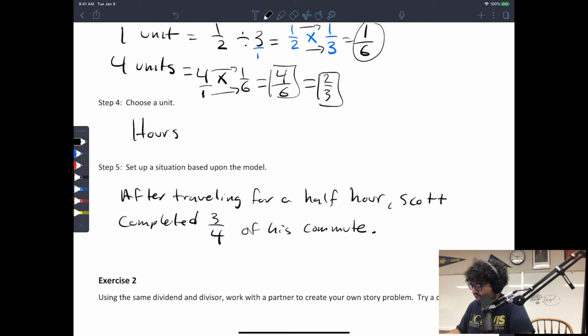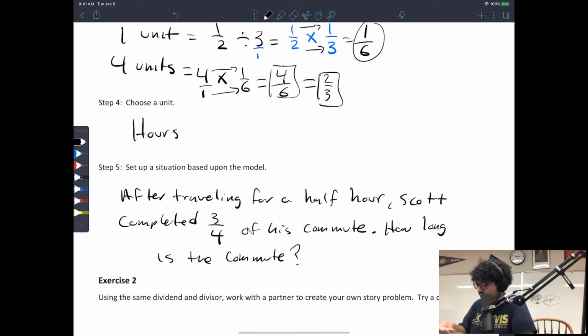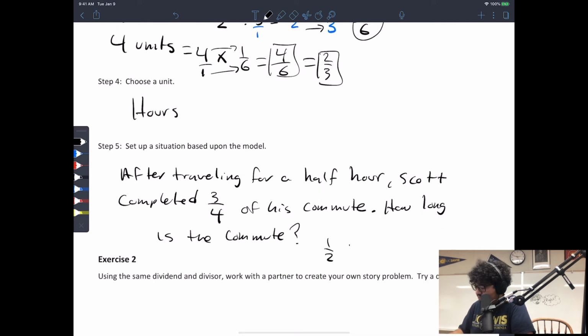So then we can say, how long is the commute? Okay, and again, so this one would lead us to our original problem, and our original problem is 1/2, right? 1/2 an hour, and then divided by 3/4. Okay, so then we can say that his commute, then it will be 2/3. Okay, so let's continue.